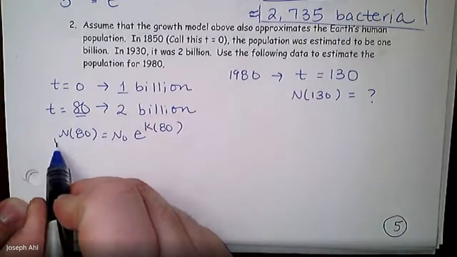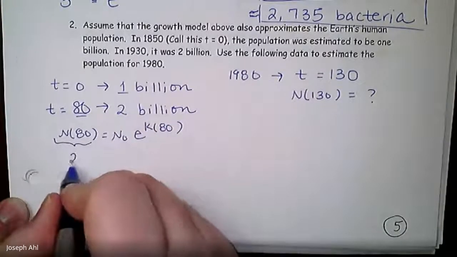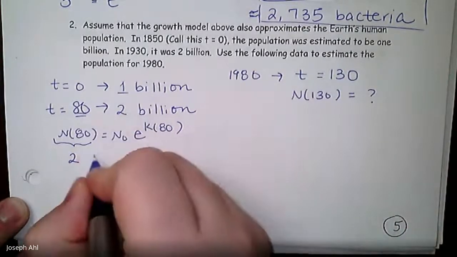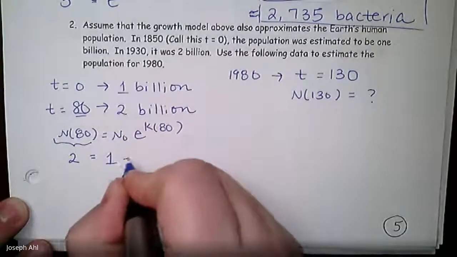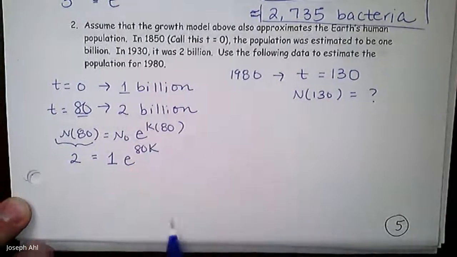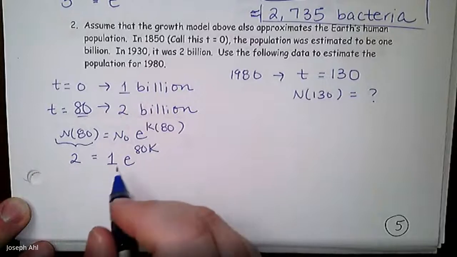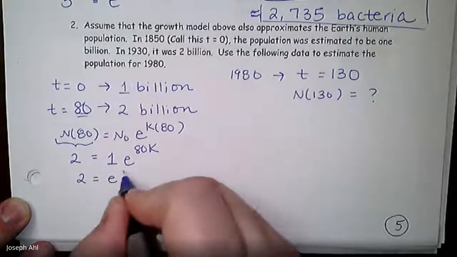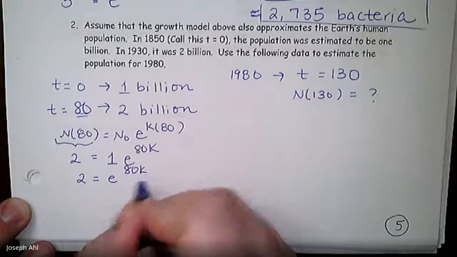It's going to make your life so much easier just to leave this number as 2 and not write out the 9 zeros that would follow, right? Just know that it's a number in billions of people, where the initial amount is 1, and then this would be e to the 80k. Well, the nice thing about having a 1 here is dividing by 1 doesn't change anything. This becomes 2 equals e to the 80k.